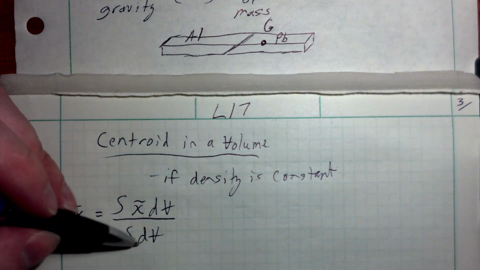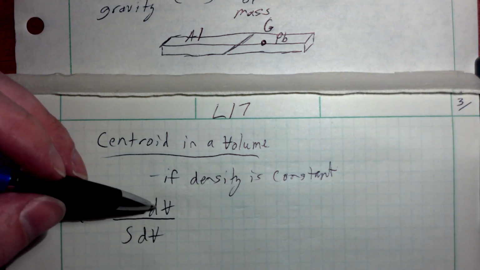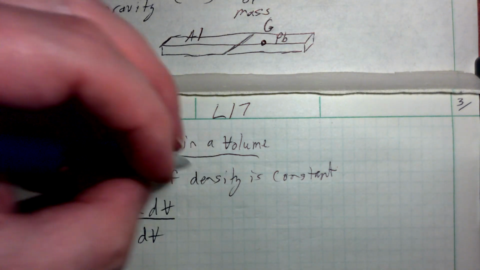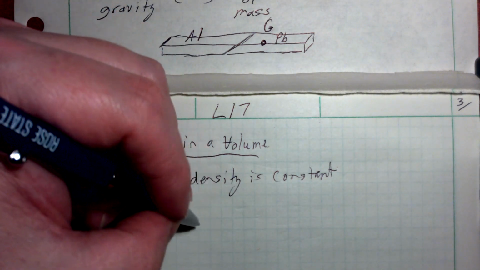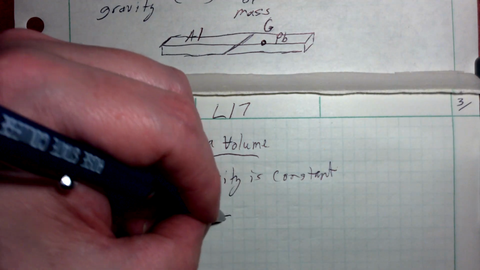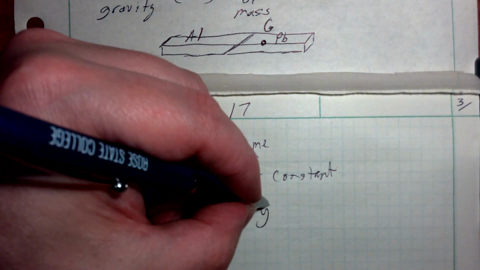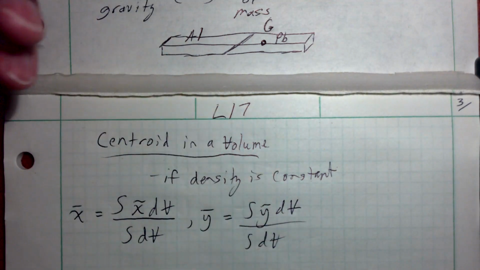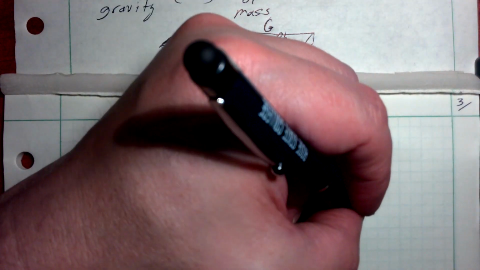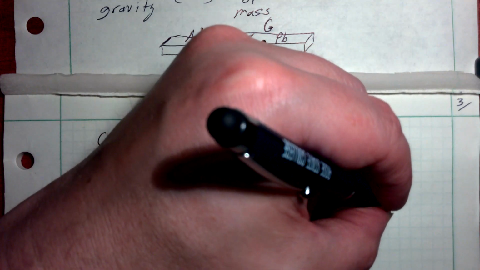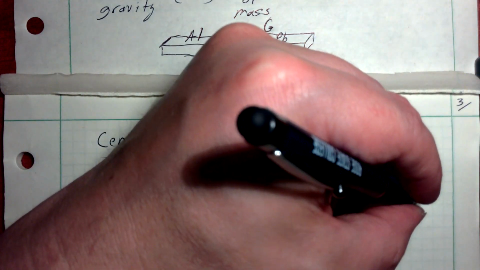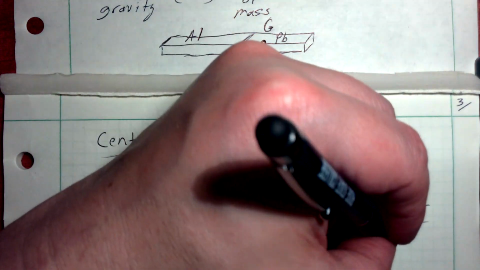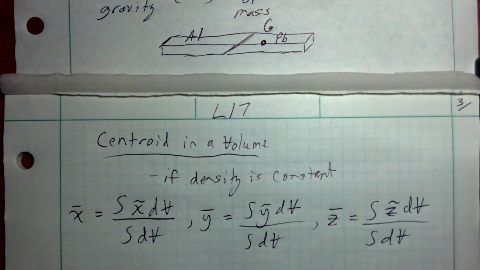So this is the total volume. If I take the x location of every little tiny slice of the volume divided by the total volume, that will give me the x location of the centroid. And I can do the same thing for y. I can find the y location of the centroid by integrating the y location of every little differential volume divided by the total volume, integral dv. And the same thing for z: integral z tilde, the z location of every differential volume, divided by the total volume.